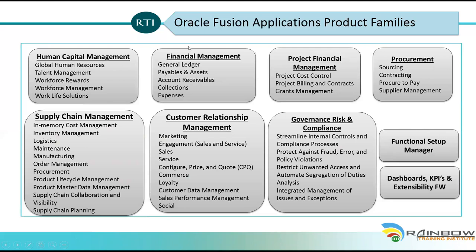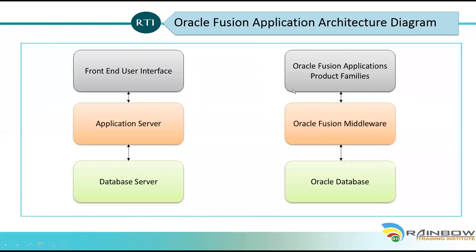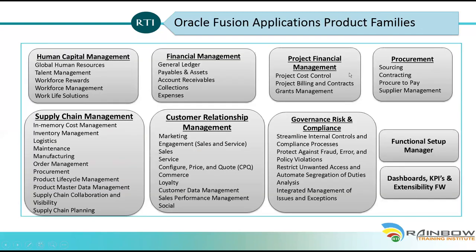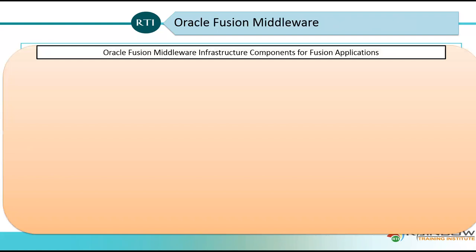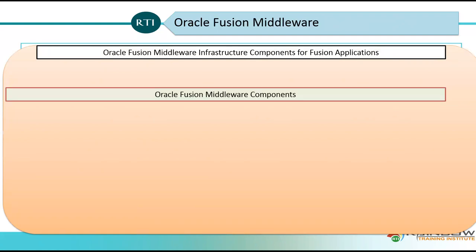So I just want to say, this is the list of products that Oracle has offered out of the Fusion applications. It is nothing but a front-end user interface. And coming to the Fusion middleware, which is very huge, I'm going to divide it into two parts. One is Oracle Fusion middleware infrastructure components for Fusion applications. And the second is Oracle Fusion middleware components.